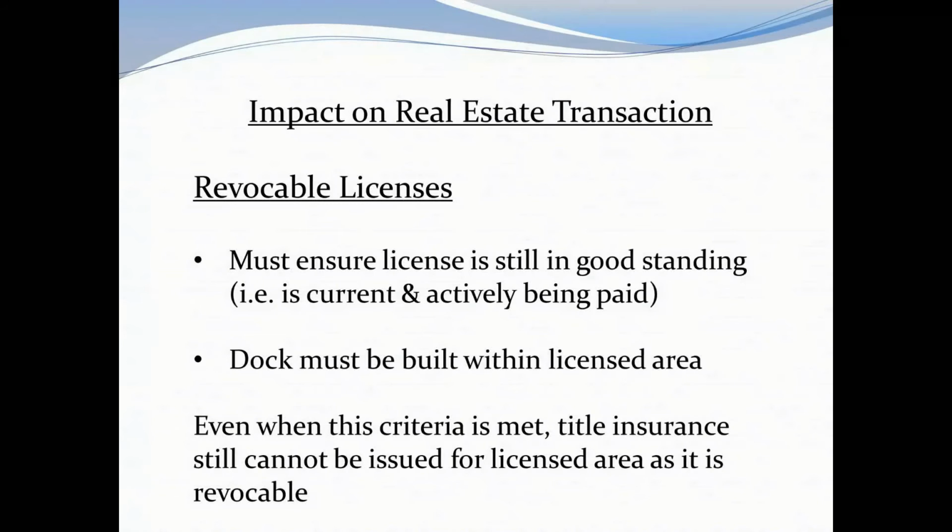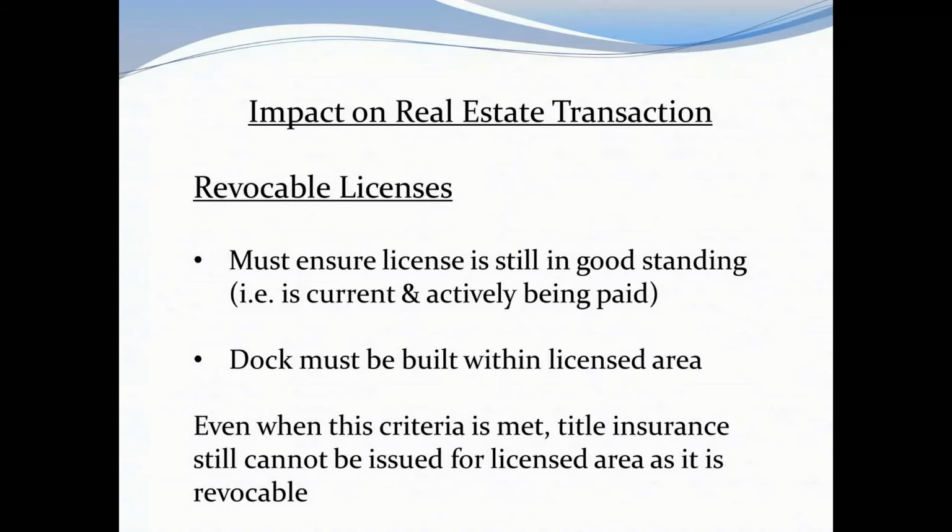Revocable licenses. One of the biggest things with licenses, again, is that it isn't a true conveyance. So in most cases, title insurance cannot be issued over top of a license because it can be revoked at any time, and that has to be considered. You have to also check that the license is in good standing. So you want to make sure that the license is current, i.e. it hasn't expired yet. Most licenses are 7 to 10 year licenses. And if you've gone past that time period, the license is no longer valid.